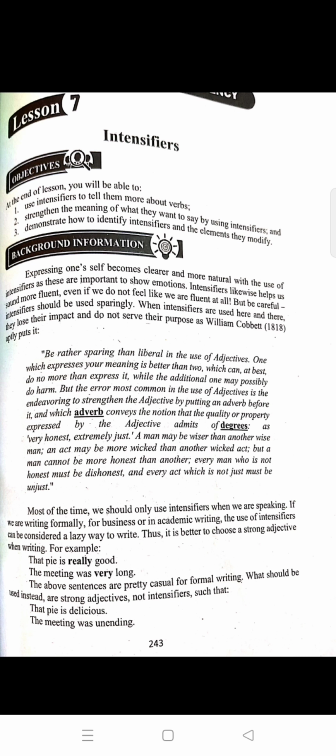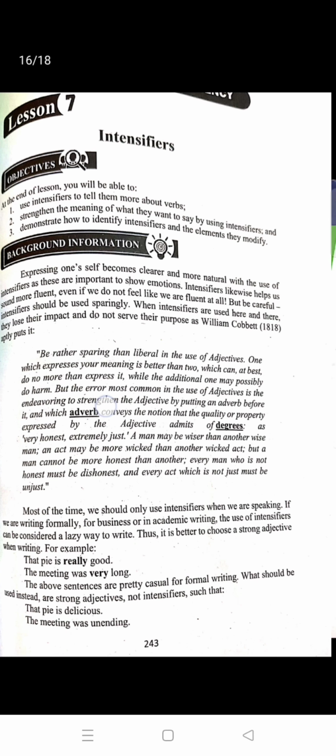The pie is good. Parang wala lang, it's just a normal pie, but it's just normally good. But when you say the pie is really good, there is an intensity. There is a higher degree of the goodness, kung gaano ganda yung quality ng pie na yun. The meeting was very long. So when you say the meeting was long, so it's normally long. But when you say the meeting was very long, so it was done in few hours.